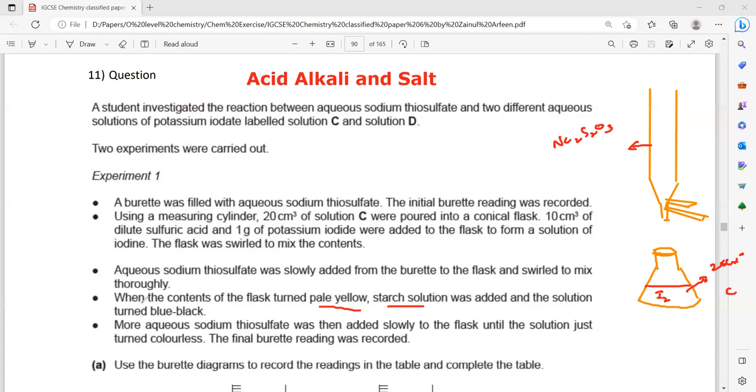So when starch was added, it turned blue-black. Why did it turn blue-black? When we add starch, it shows that iodine is present. But as we add thiosulfate from the burette, the amount of iodine is decreasing. Eventually, no iodine is there, and the solution will turn colorless. Once the solution turned colorless, we identify that all of the iodine is removed from the conical flask. So aqueous sodium thiosulfate was added until the solution turned colorless and the final burette reading was recorded.